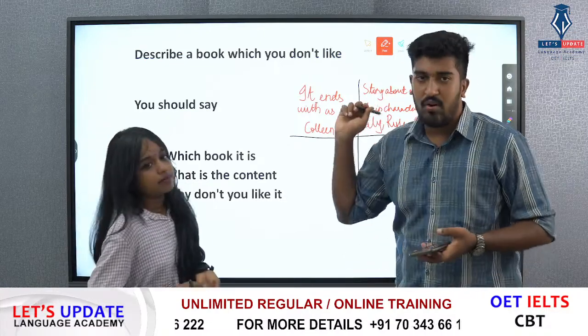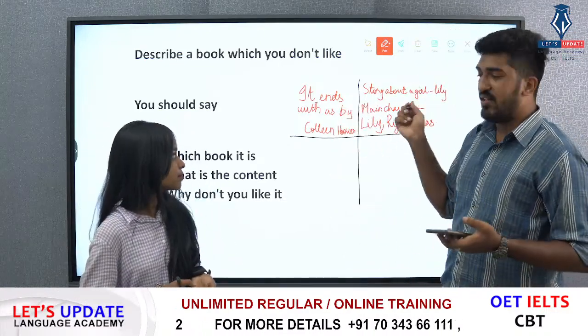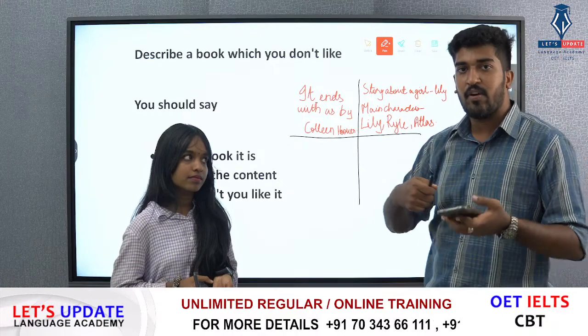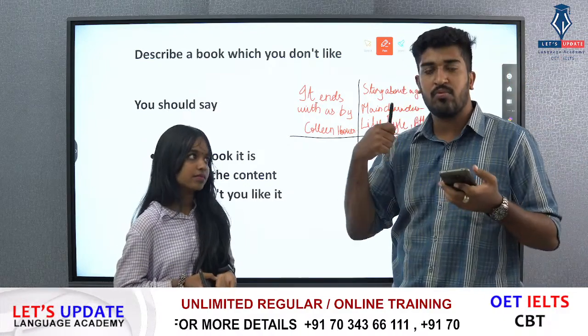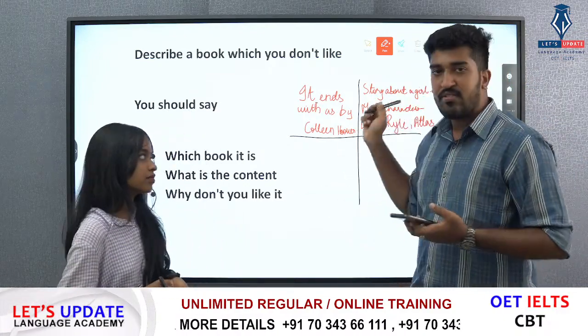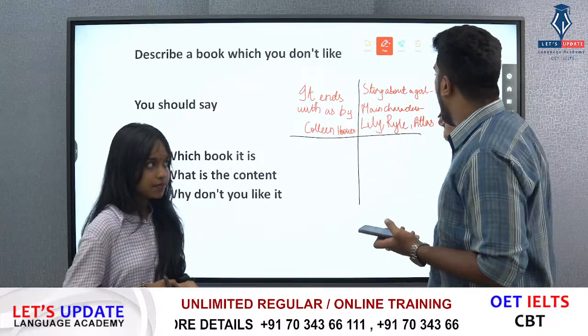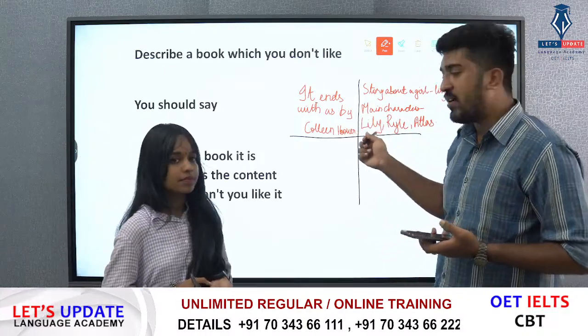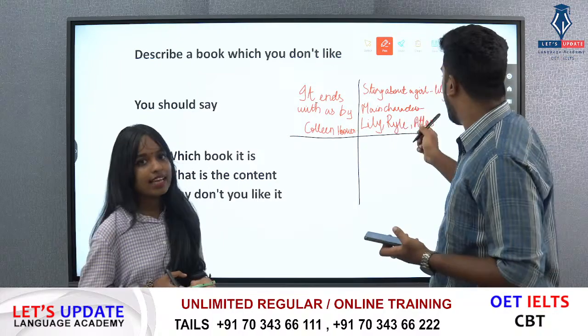Okay, so these are the three main characters. Just to provide an overview for people who do not know about this book, the story is about a girl named Lily, and the main characters in this book are Lily, Ryle, and Atlas.